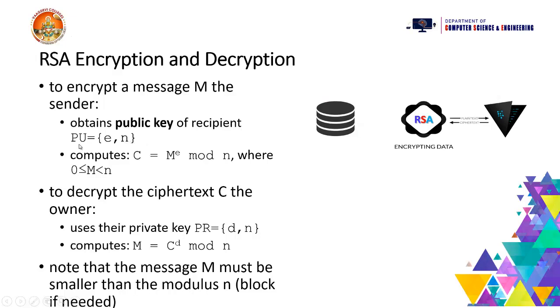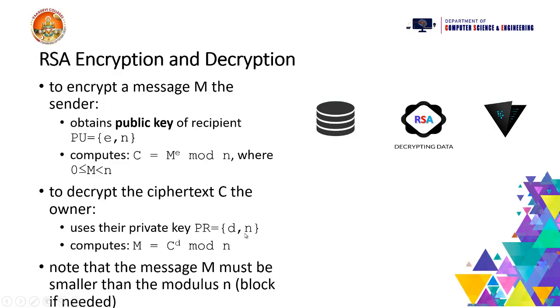So we have our public key PU equals E comma n. By using this public key, we are going to perform encryption. If we perform encryption, we will get ciphertext C. So ciphertext C equals M to the power of E mod n, message to the power of encryption key mod n, where M must be less than n. To decrypt the ciphertext C, the receiver must use his own private key, private key PR equals D comma n.